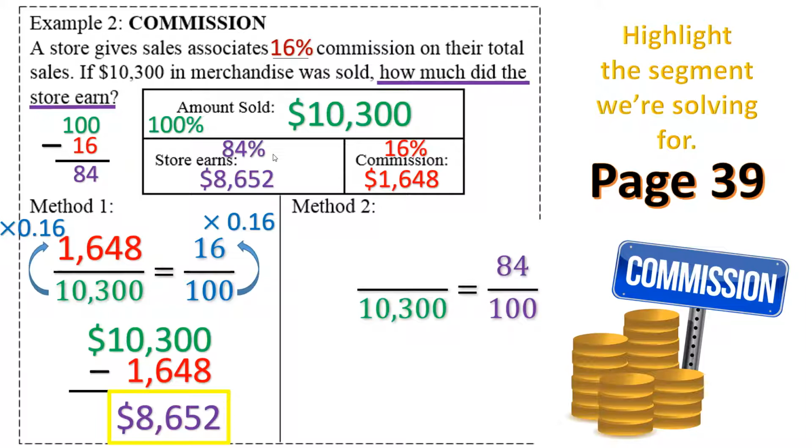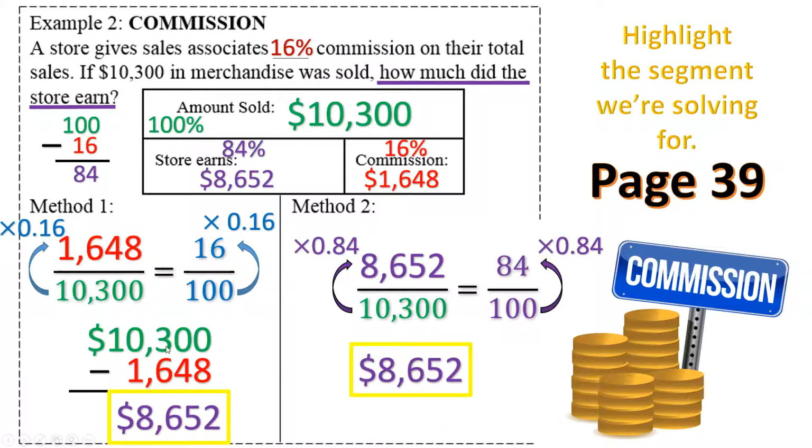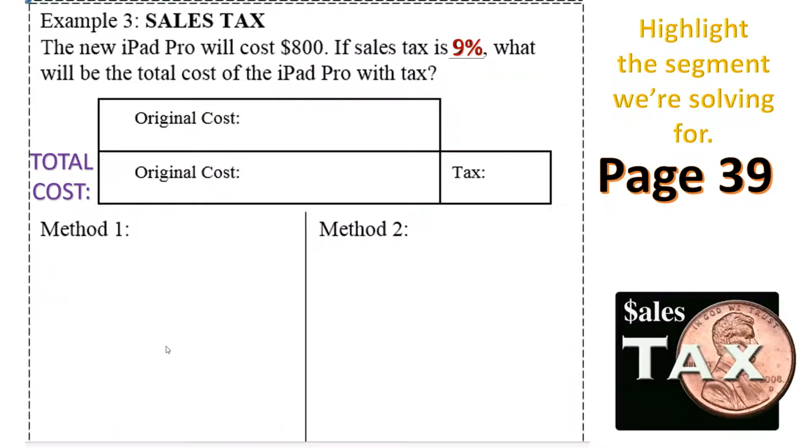So we can do 84% of 10,300, and that will leave us with how much the store earns. So we're going to our final answer in one step instead of having to subtract. So that's how method two works.